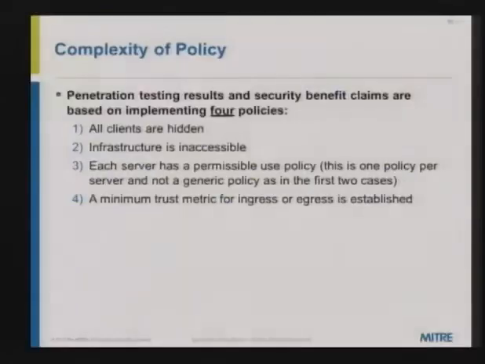During this, we had 4 simple policies in place: all clients were hidden, infrastructure was inaccessible, each server had a permissible use policy, and a minimum trust metric for ingress. The permissible use policy was 1 policy per server and not a generic policy, as in the first 2 cases. Ingress was established.